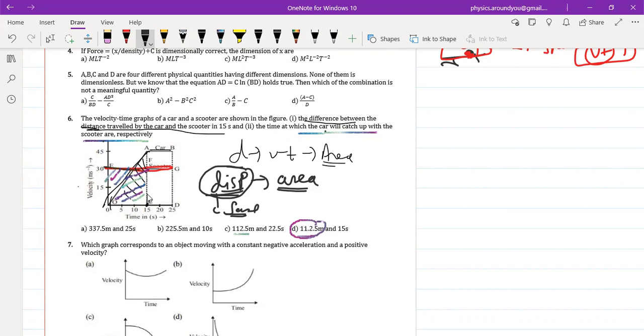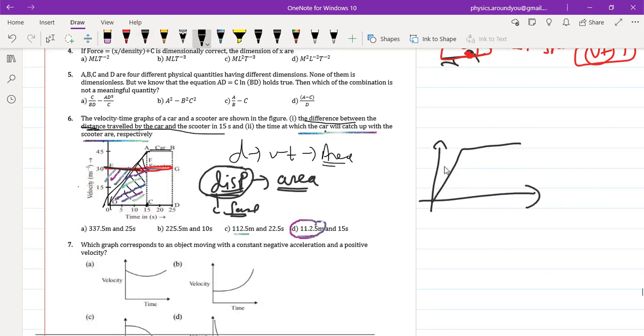Obviously, in 15 seconds, you calculate the area, and at 15 seconds, you calculate this area. Definitely, there will be a difference in the distance. So it cannot be any time lesser than 15, it should be greater than 15. The time at which they will catch up. If I have to draw a VT graph for the situation, it is like this.